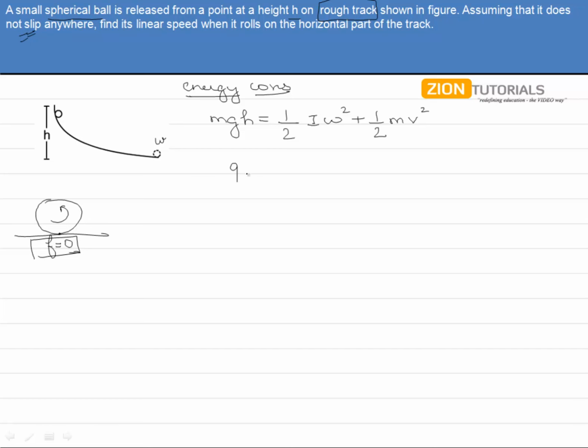Now, putting the values over here, we get gh equals v square by 5 plus v square by 2, giving us a velocity of under root 10 gh by 7.